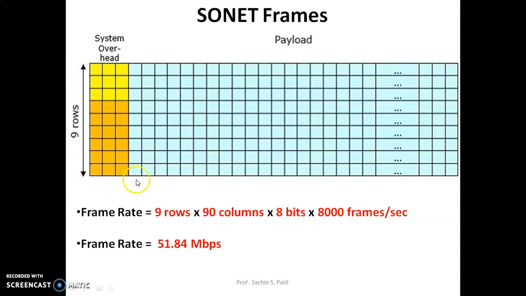How many frames are there in 1 second? That is 8000 frames per second. So the frame rate is 51.84 Mbps, that is 51.84 into 10 raised to 6 bits per second. So that is the frame rate.